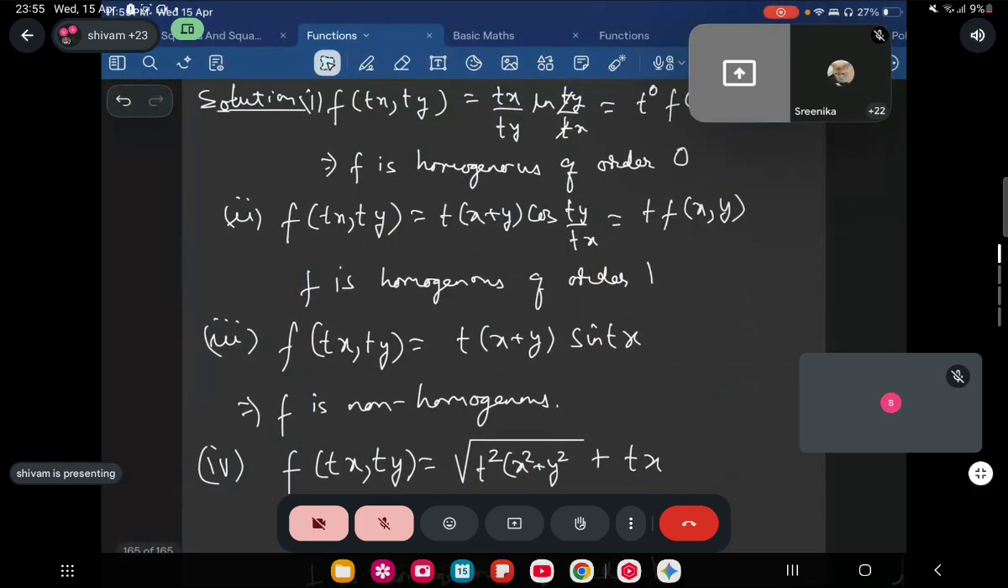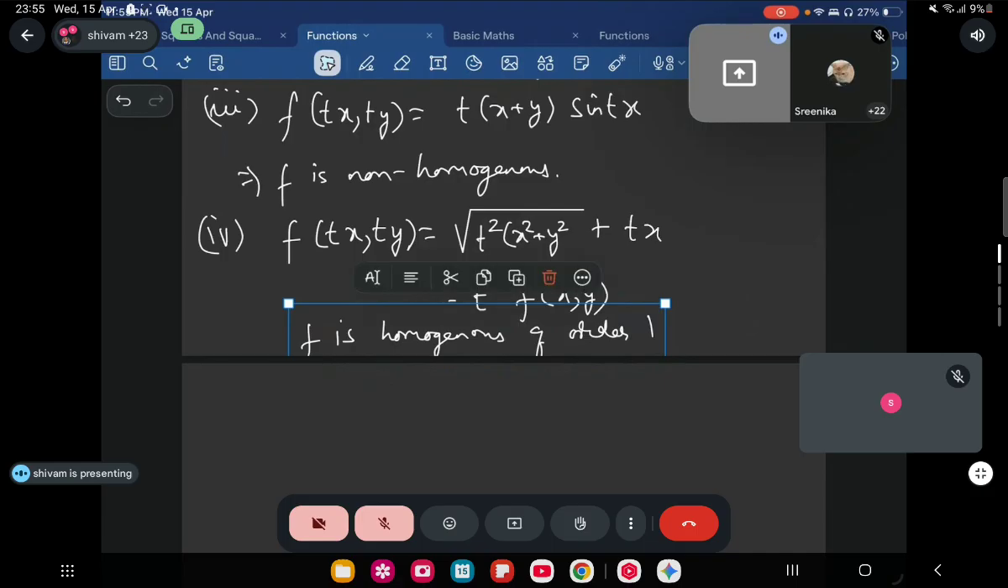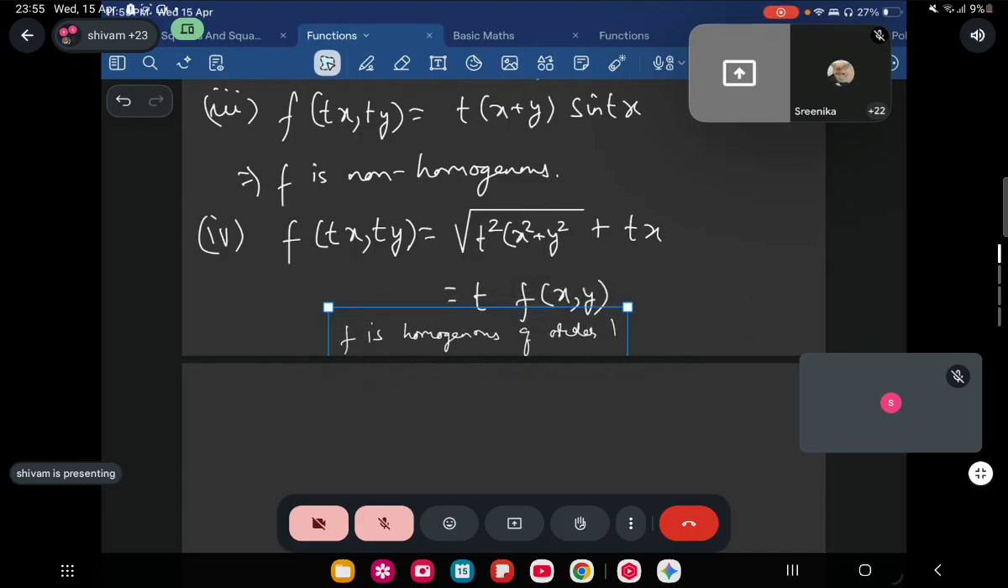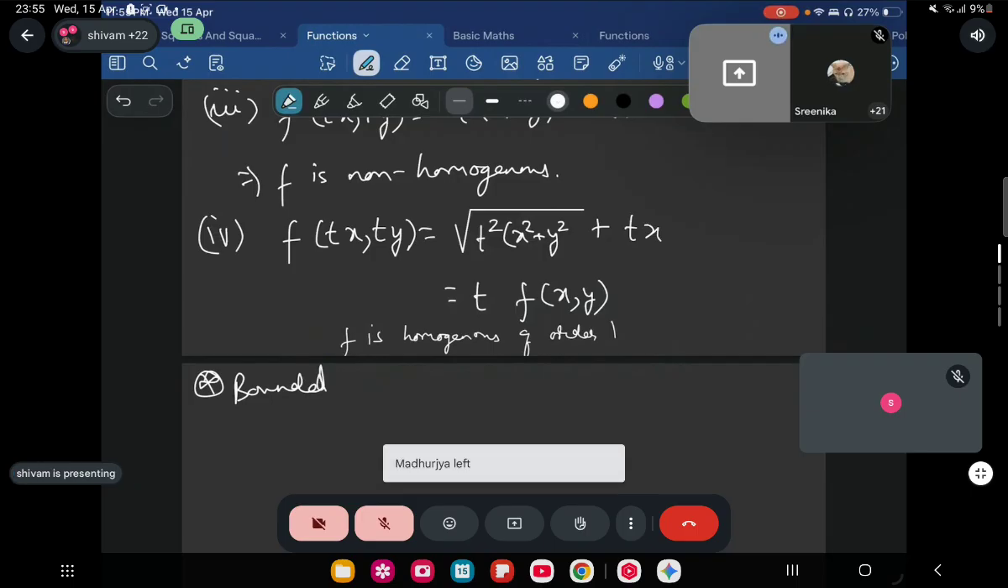Anyone having any doubt, you can ask me. It's a very simple concept. Everyone must have got it. Next, our next topic is bounded functions. So what are bounded functions?